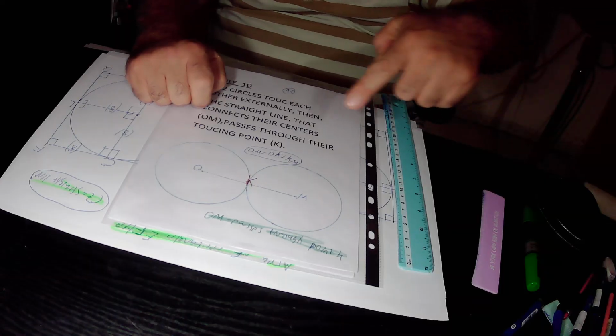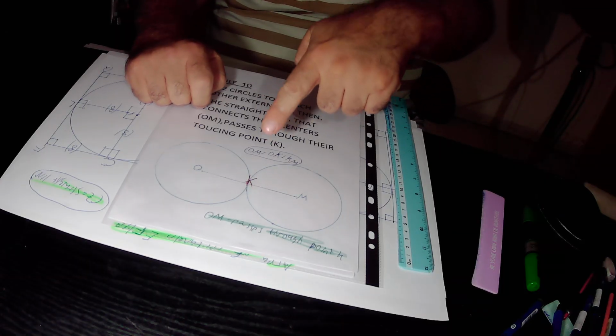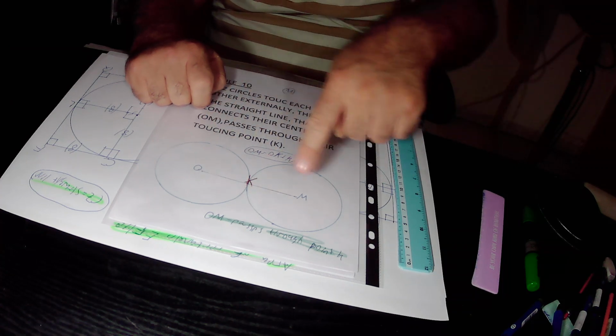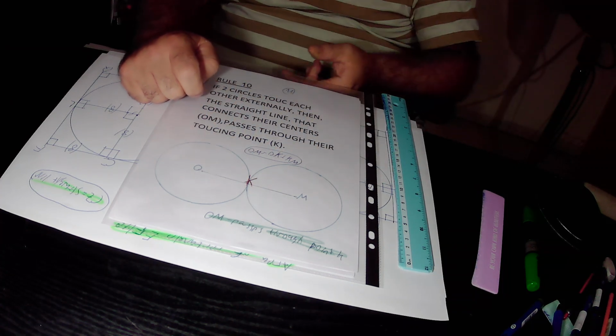Again, the straight line OM must pass through point K, that is their touching point. Or OKM is one straight line, according to rule 10.